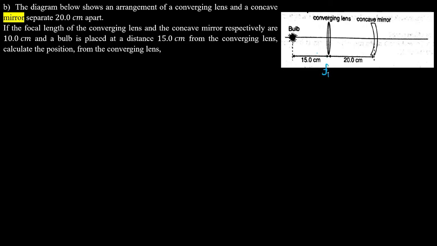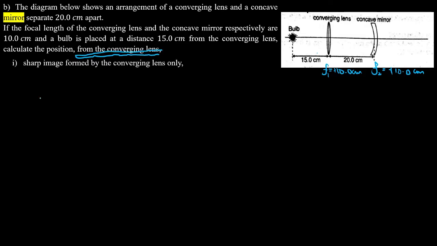For this one, f1 is positive 10 cm, and this one, f2, is also positive 10.0 cm, because the converging lens is 10 cm and the concave mirror is also 10 cm. Now, if a bulb is placed at a distance from the converging lens, calculate the position from the converging lens. It already mentioned that your answer must be written as from your converging lens.